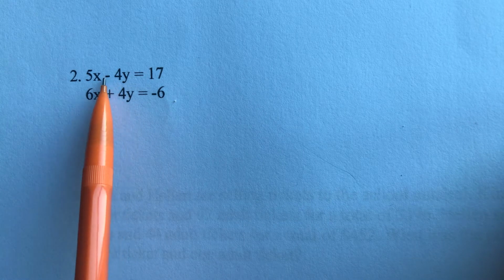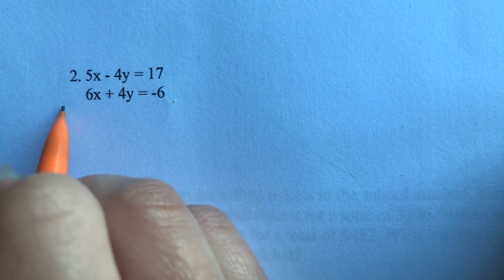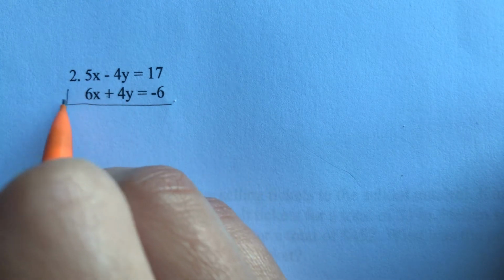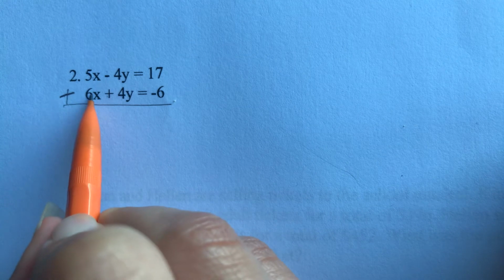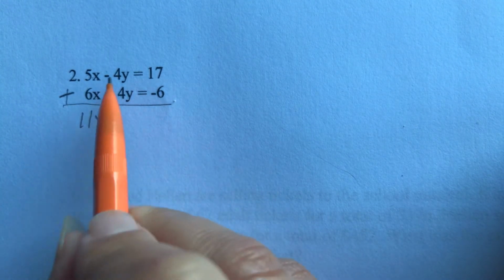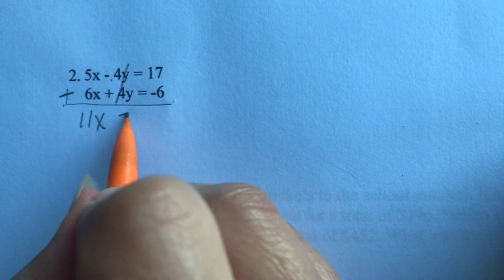Okay. Signs now are the opposite. That's fine. That's a good thing. That means that these will just cancel out using addition. So 5 plus 6 is 11x. Negative 4 plus a positive 4 cancels or eliminates.